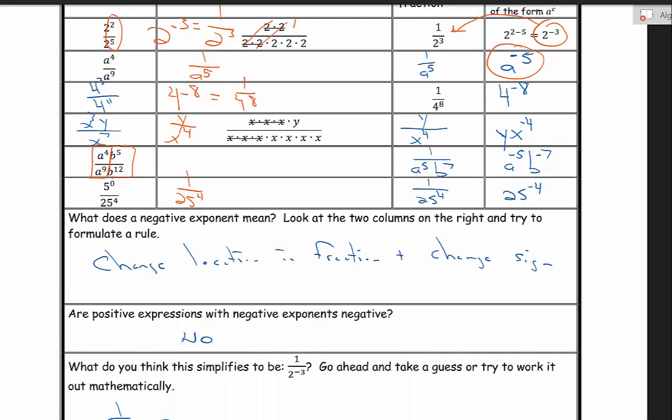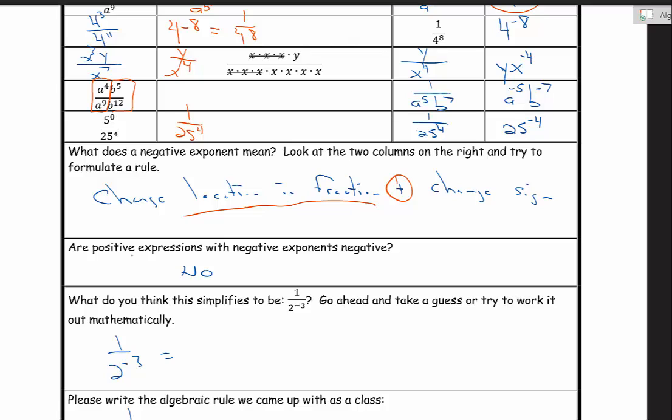But that negative exponent means we're going to change the location of that fraction. And we're going to change the sign? Right, we've kind of been used to that, I think. Our positive expressions with negative exponents become negative? No, remember, a negative exponent is just going to change the location of the fraction. It has nothing to do with the actual numerical value.